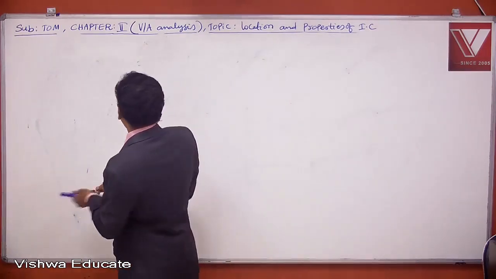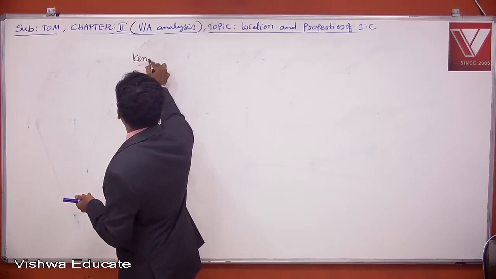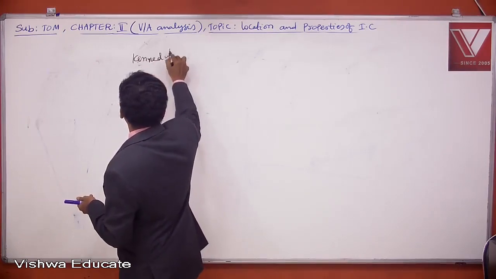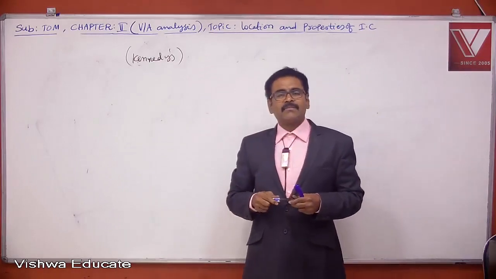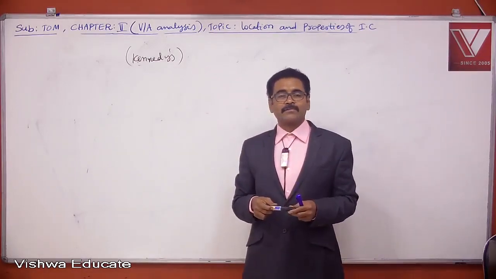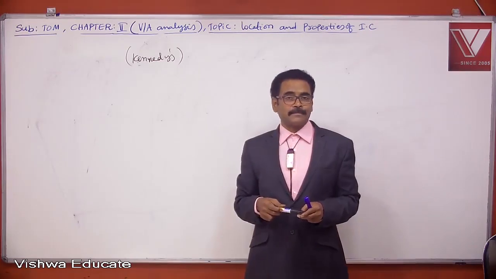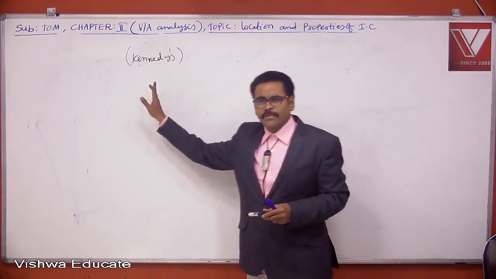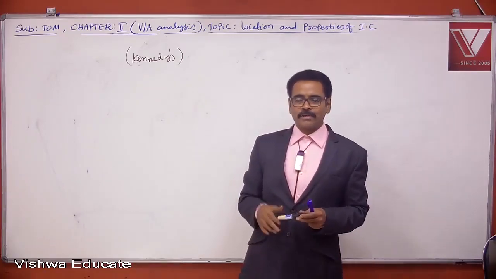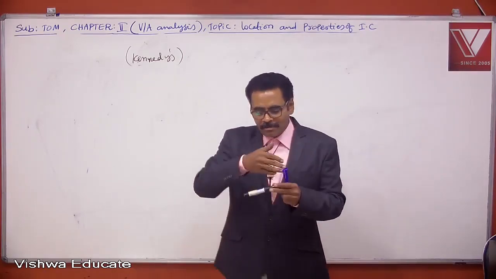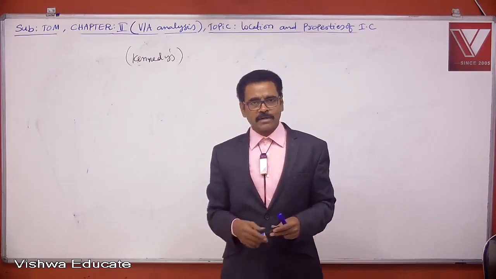So this is called Kennedy's theorem. Many of you may know this. Kennedy's theorem says for 3 bodies, 3 ICs will be there. All those 3 ICs always lie on the same straight line. Never forget this. In many problems, we can use Kennedy's theorem. For 3 bodies, 3 ICs will be there. All 3 ICs should lie on the same straight line.